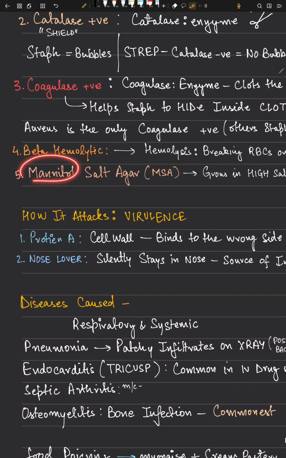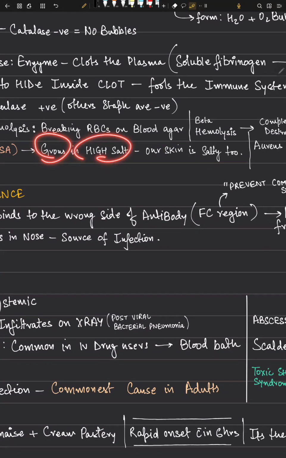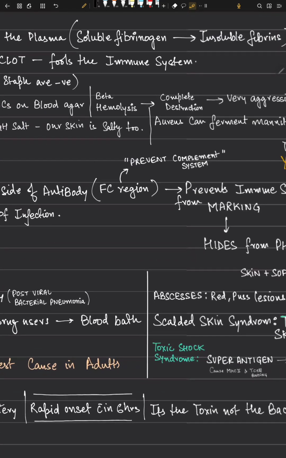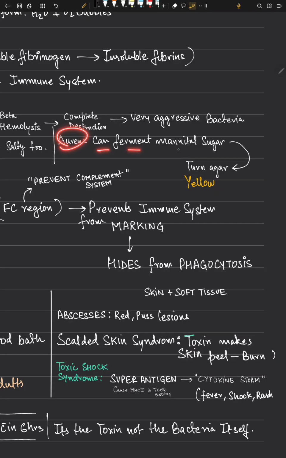Okay, another point is mannitol salt agar. What is mannitol? Mannitol is a sugar, right? So mannitol salt agar means it grows in high salt. If it can grow in high salt, it means it can grow on our skin, because our skin is salty too. So aureus can ferment mannitol sugar, and it turns the agar yellow.